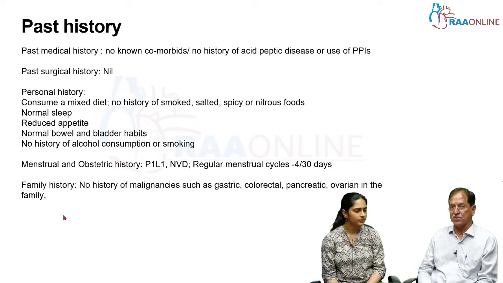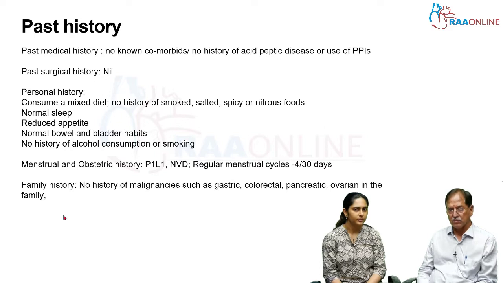Now you go to personal history. She consumes a mixed diet. There is no history of smoked, salted, spicy or nitrous food intake. Why is that diet important? Sir, the specific type of diet itself can be a predisposing factor. So what are the carcinogens in that? So nitrates and nitrosamines. Okay, nitrosamines are the ones.